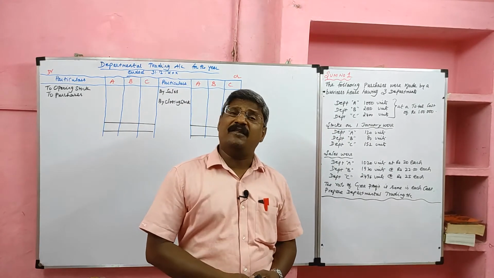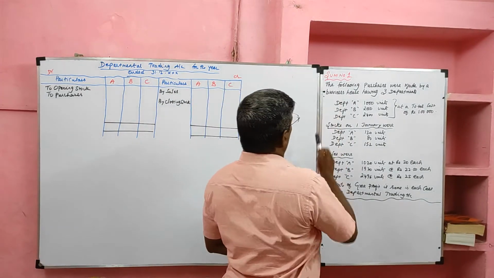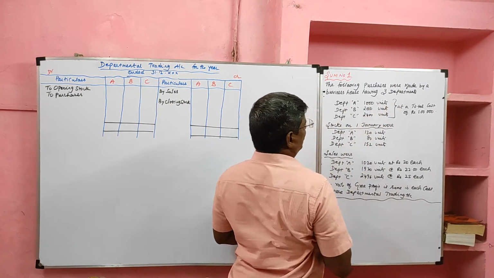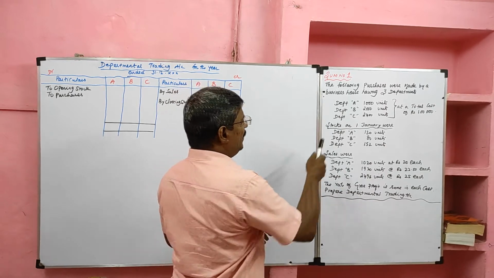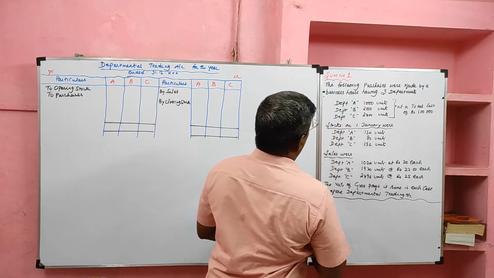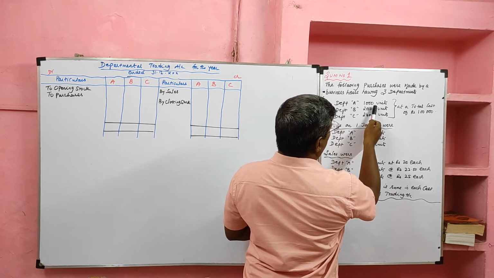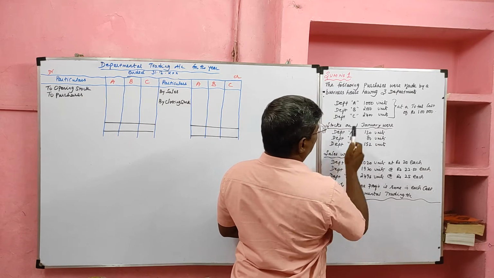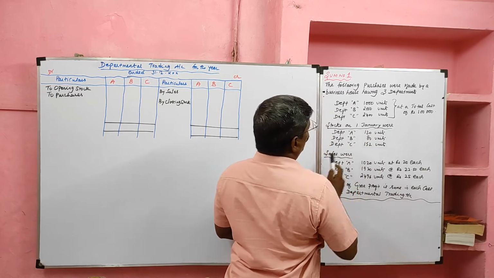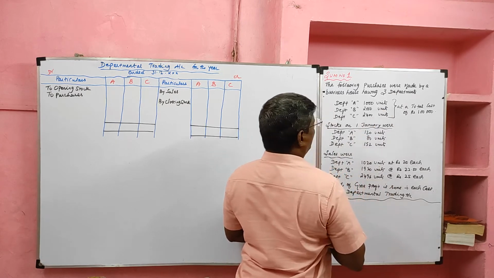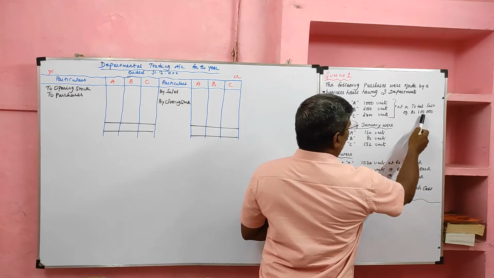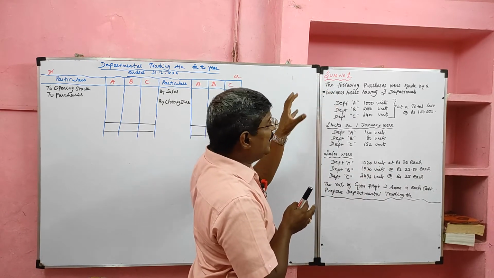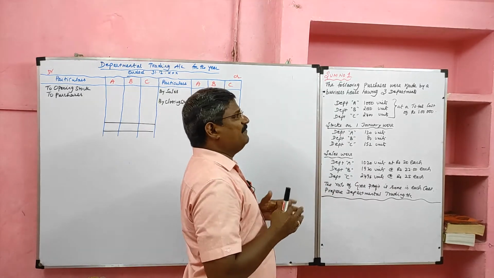Look at the problem. Very important problem. Sum number 1. The following purchases were made by business house having 3 departments. So the organization has 3 departments, namely Department A, Department B, Department C. For Department A, they purchased 1000 units. For Department B, they purchased 2000 units. For Department C, they purchased 2400 units. The total cost of Department A, Department B and Department C is rupees 1 lakh. So individual cost of purchase of each department is not given, that we have to ascertain.